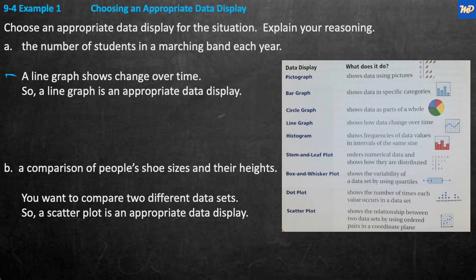Well, the best way to do that, if you look down here, you're going to find that it says at the very bottom, a scatter chart shows the relationship between two data sets by using ordered pairs in the coordinate plane. So this is probably the best way. It says if you want to compare two different data sets, a scatter plot is the appropriate data display to use.